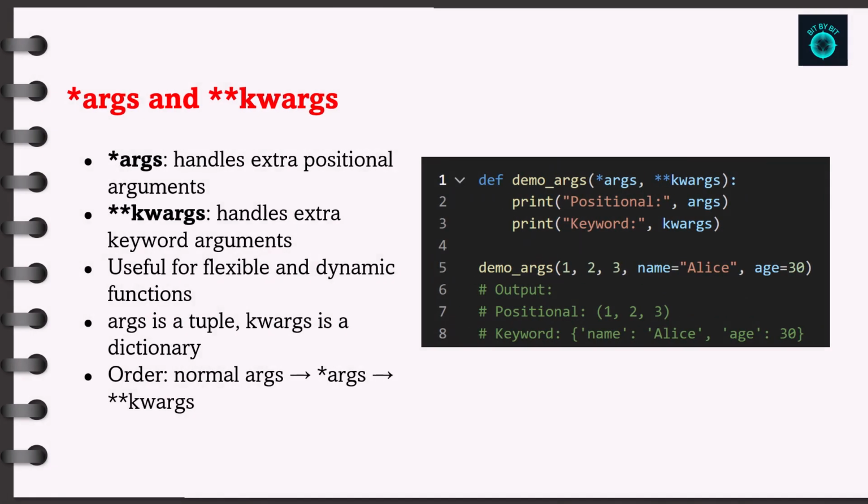Star args and double star kwargs. In Python, you can make your functions more flexible using star args and double star kwargs. The star args parameter collects any extra positional arguments passed into the function. These arguments are stored as a tuple. The double star kwargs parameter collects extra keyword arguments and stores them in a dictionary. This is especially useful when you don't know in advance how many arguments your function might receive. Remember, in a function definition, normal parameters come first.